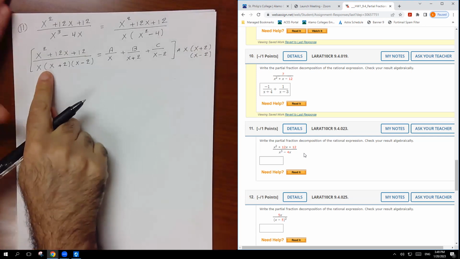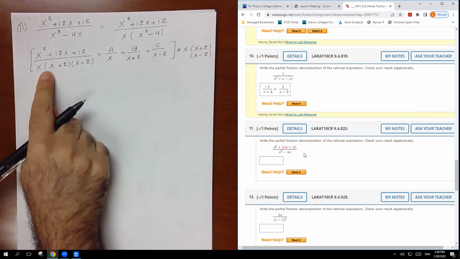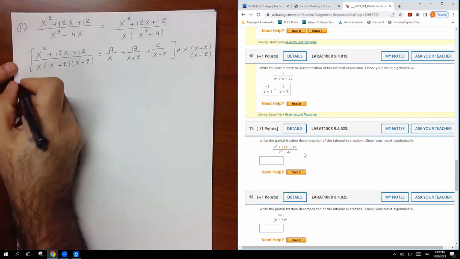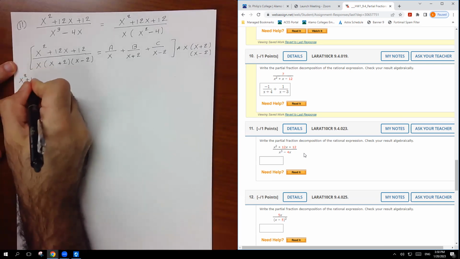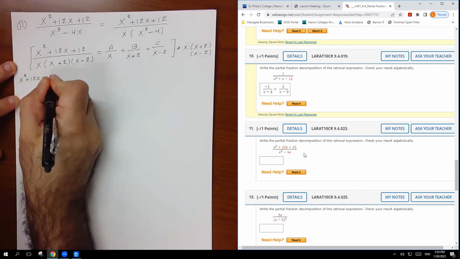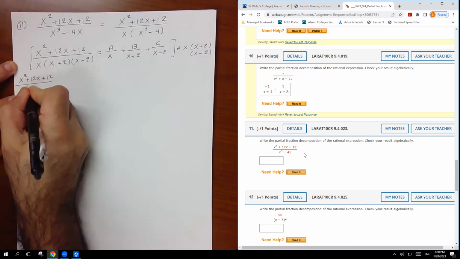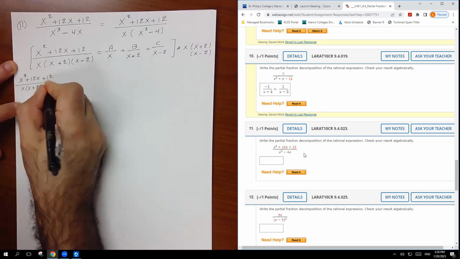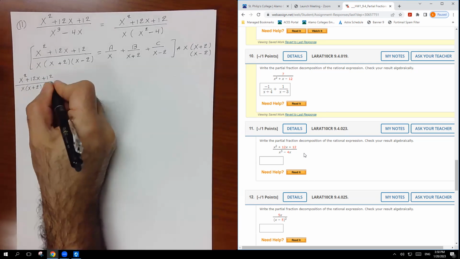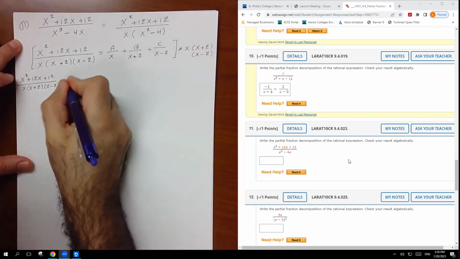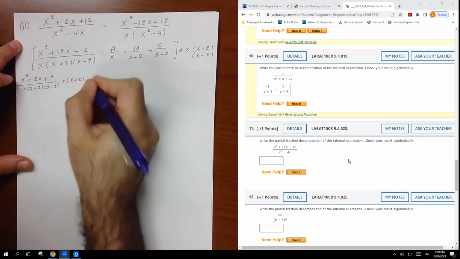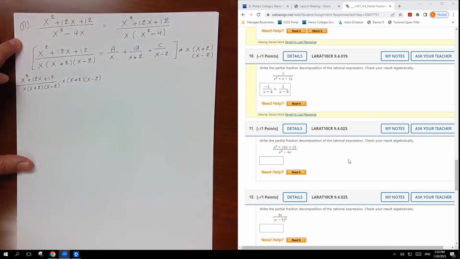So each term we have to multiply by the least common denominator. I'm going to write smaller because there is no room. So (x squared plus 12x plus 12) divided by (x plus 2)(x minus 2). This one is multiplied by the least common denominator, which is times (x plus 2)(x minus 2). This is the first one.